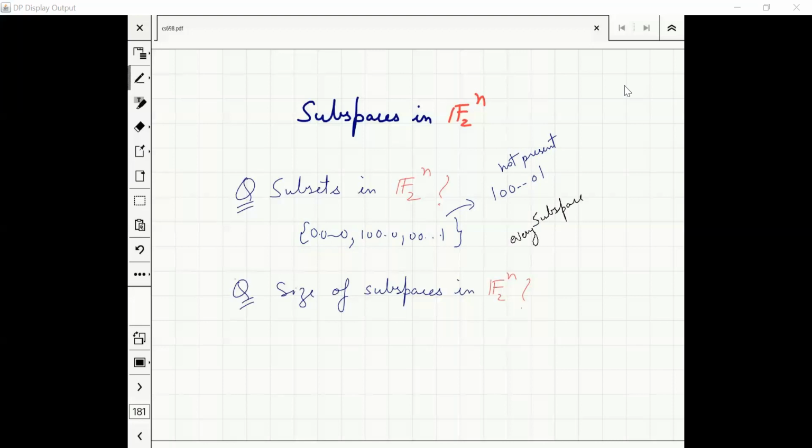That we agree with. That is how we define subspaces. But now let's talk about the size of subspaces in F to the power n.